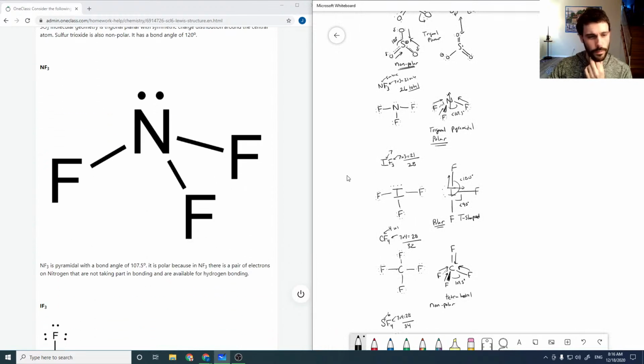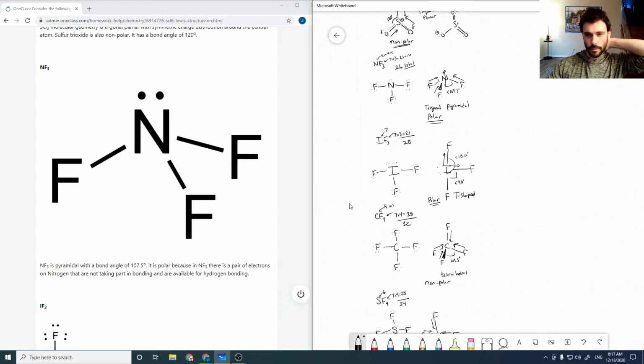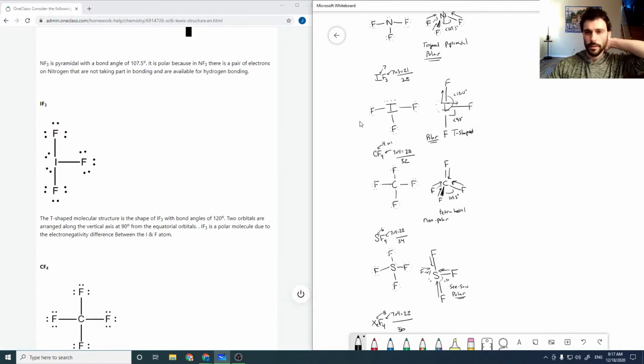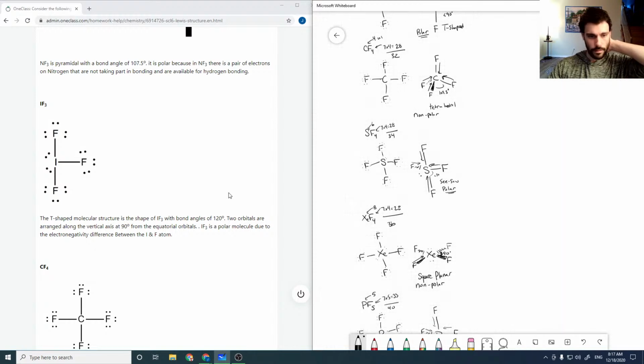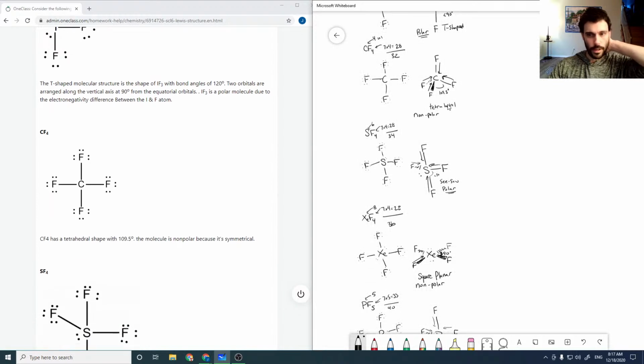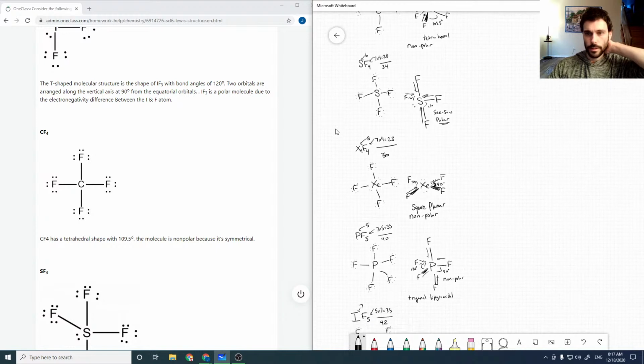NF3 is going to be pyramidal or trigonal pyramidal, bond angle of less than 110, so about 107, and it will be polar. IF3 is a T-shaped molecule with 90 degrees in here and 180 degrees from the fluorines, and it's polar because of its lack of symmetry. CF4 will be tetrahedral with angles of 109.5, and it's non-polar because of symmetry.